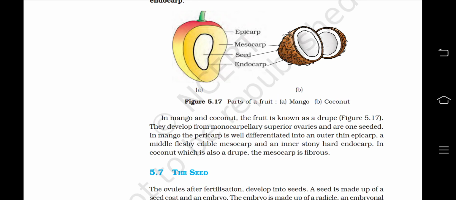Now they develop from monocarpellary superior ovaries and are one-seeded. In mango, the pericarp is well differentiated into an outer thin epicarp, a middle fleshy edible mesocarp, and an inner stony hard endocarp. In coconut, which is also a drupe, the mesocarp is fibrous.